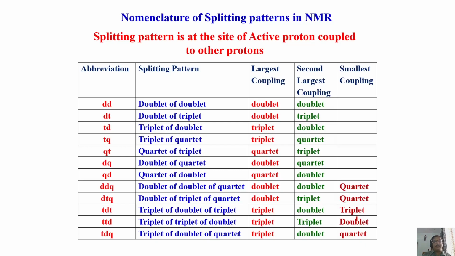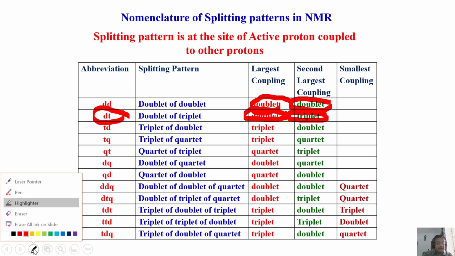This splitting pattern is that of an active proton coupled to other protons. Okay. Remember, I took several examples. Don't get confused. In a given molecule, there are many functional groups. When I look at a particular chemical shift of a particular proton, when it is coupled to all other protons, this is the pattern you get. It can be doublet of doublets. Larger coupling is doublet. Then smaller coupling is also doublet. It is doublet of doublets. It can be doublet of a triplet called DT. That means larger coupling is doublet. Smaller coupling is a triplet.